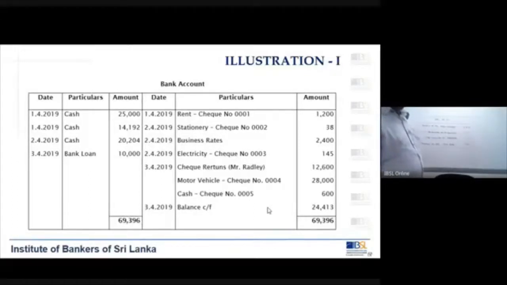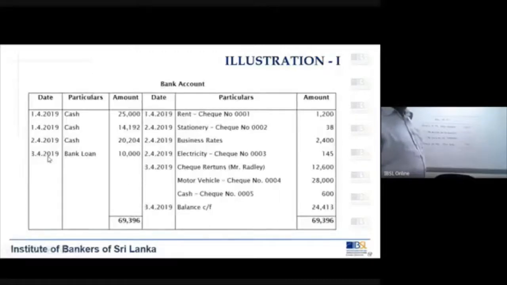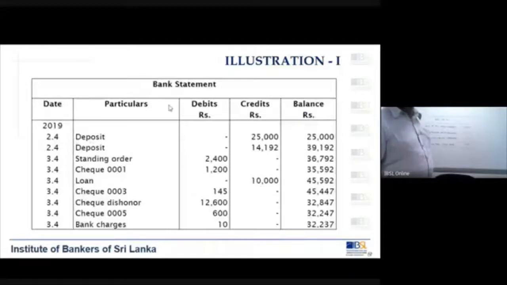Okay. Then the next item, they say bank loan 10,000. And when you go to the bank statement, see there also it says on 3rd of April, loan 10,000. So you have to go by the dates as well as the description that is given there, right? The cash book date and the bank date might be the same, or there could be a 1 day difference also. But basically, those two are meaning the same item.